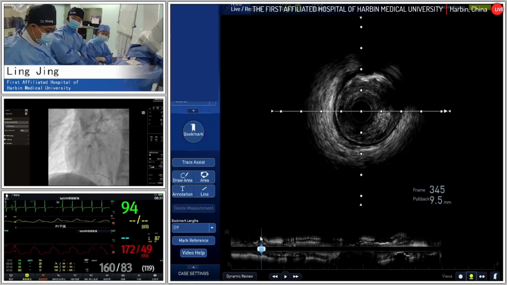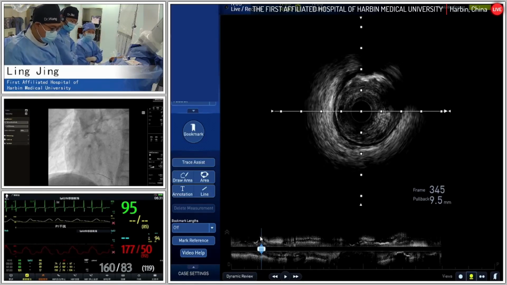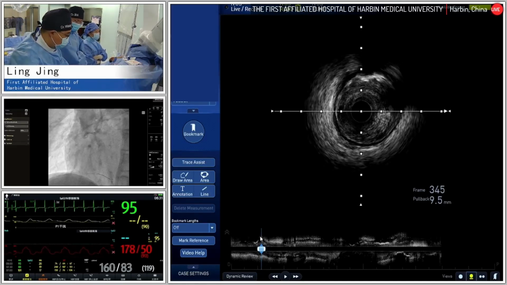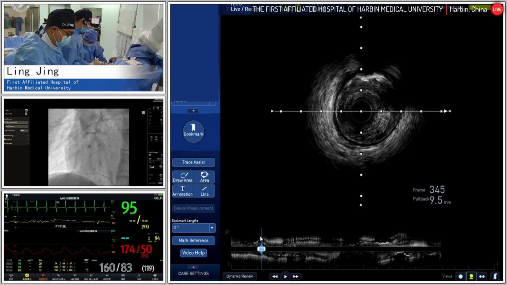So my suggestion is that maybe we give some vasodilator and we make an angio to see if there is any potential landing zone or something. So maybe we give some nitrate, and then we perform the angio. Did you give some nitrate? Yeah. Oh, already? Okay.